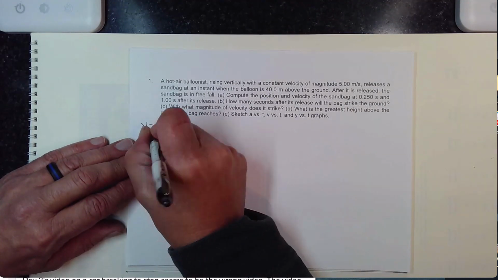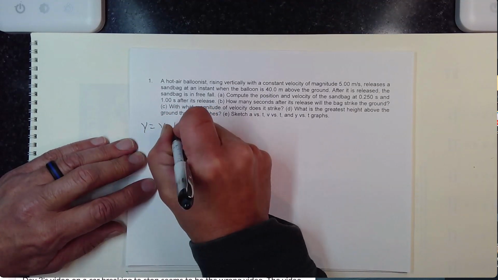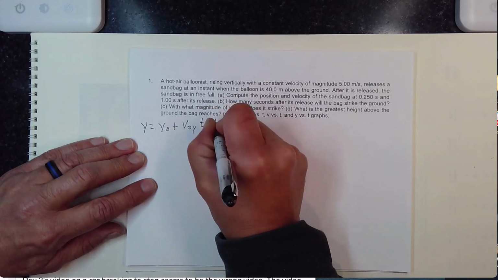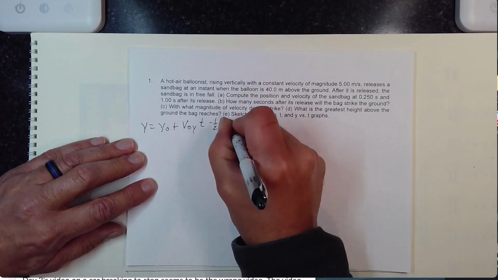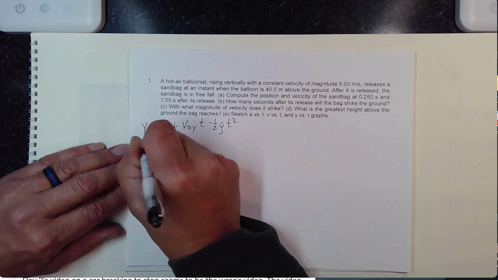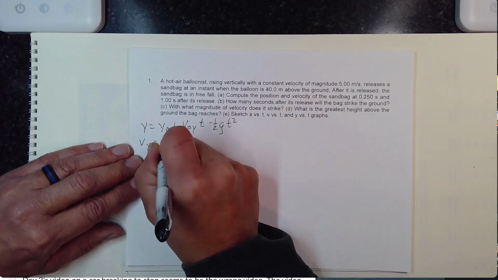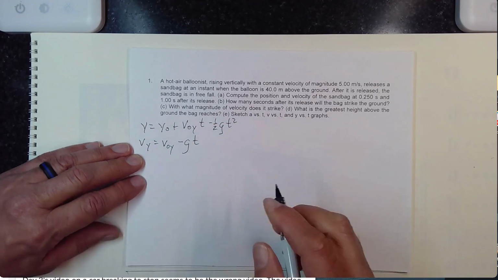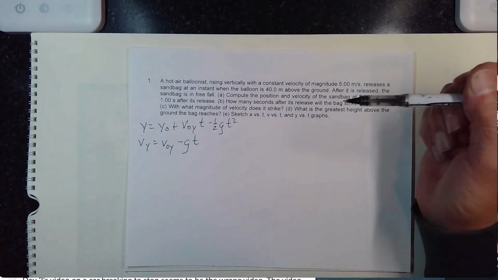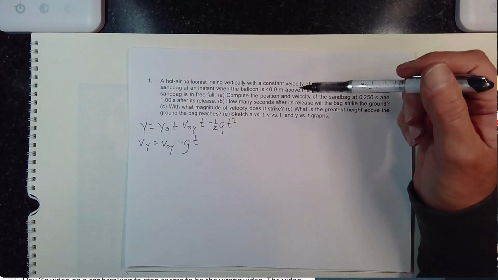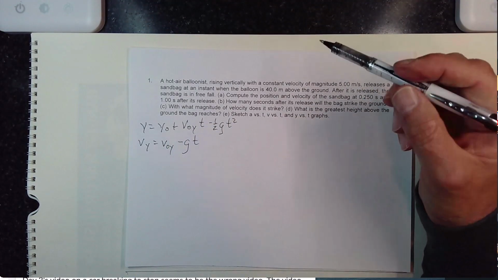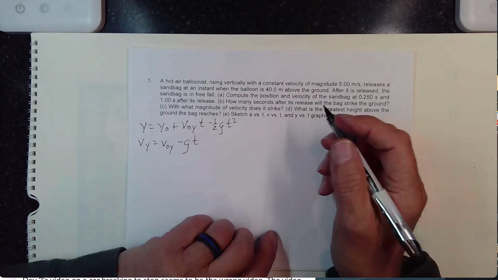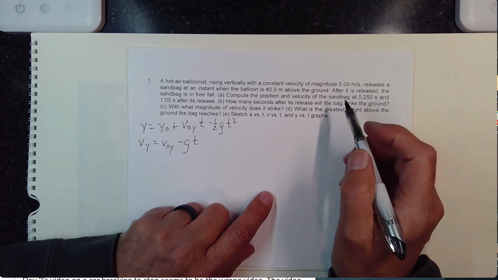Okay, y equals y naught plus v naught y t minus 1/2 g t squared. V sub y equals v naught y minus g t. And I may just leave those because it looks like I'm very interested in things as a function of time, so I won't try to use that other equation. So let's see what I can define.